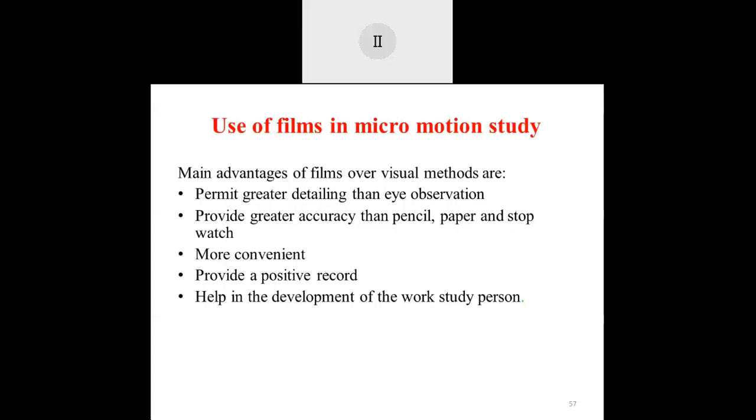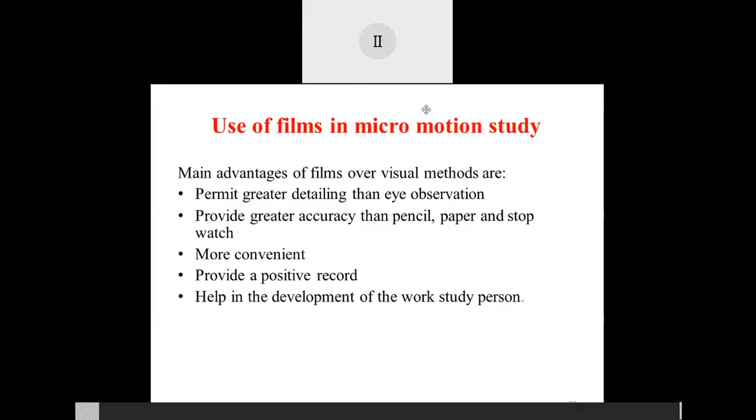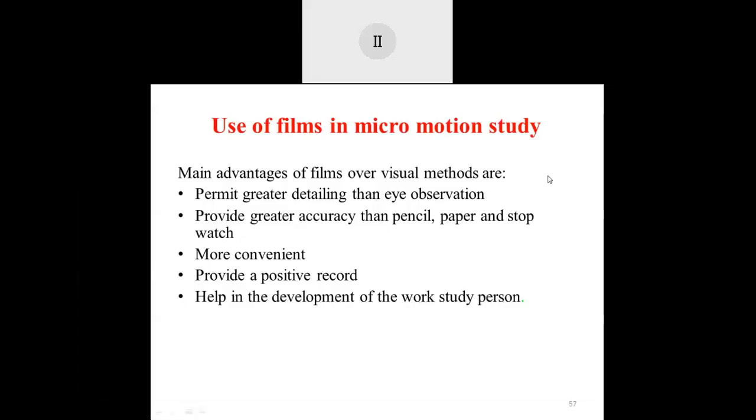The main advantages of films over visual methods are, first, it permits greater detailing than eye observation. Suppose another employee is visualizing the activities, but later on when he analyzes the activities, he may miss something. If we record the activities on film, then it permits great detailing. It means in detail we can observe and analyze the activities, compared to our eye observation.